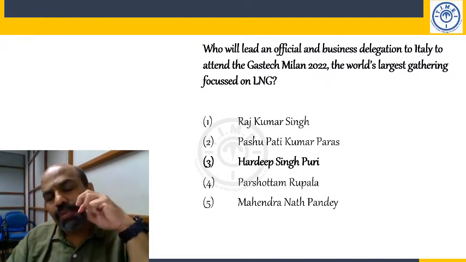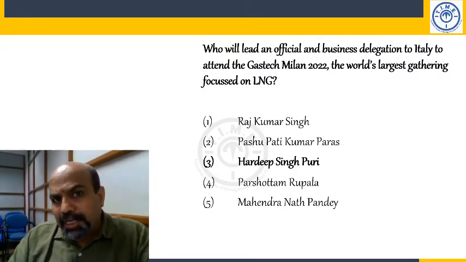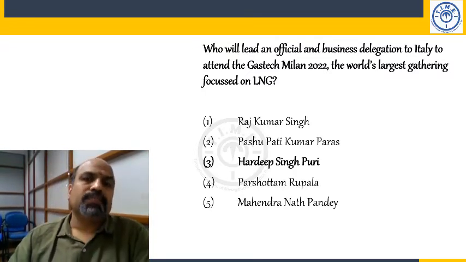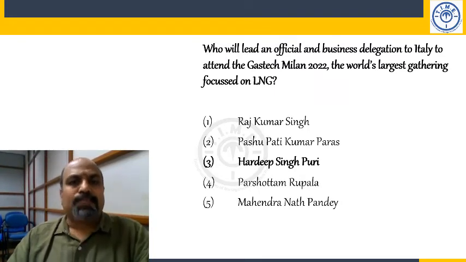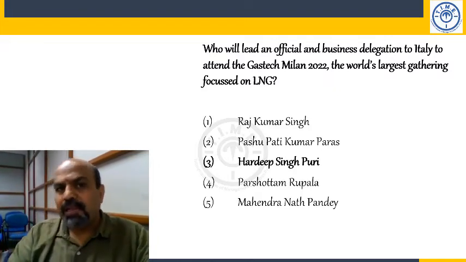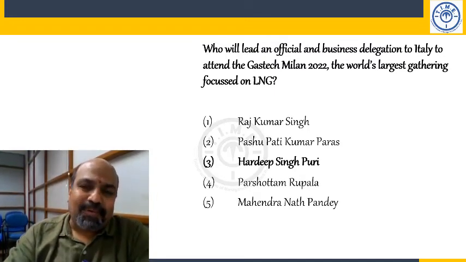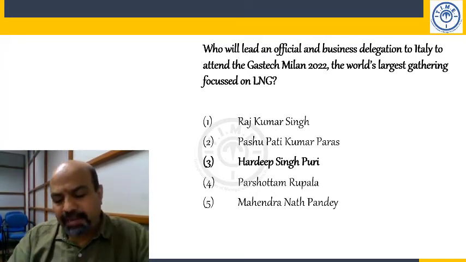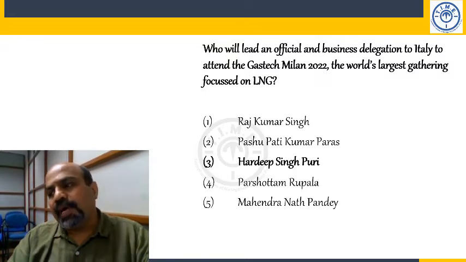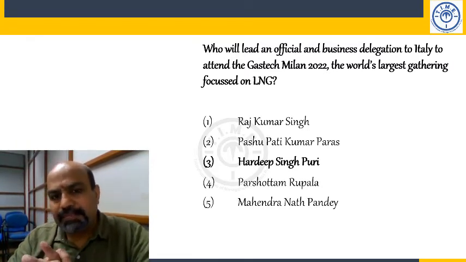What about choice 4? Purushottam Rupala. He is a union minister for fisheries. I repeat, fisheries, comma, animal husbandry. Right? Write the word husbandry. Animal husbandry and dairying. DAIRYING.